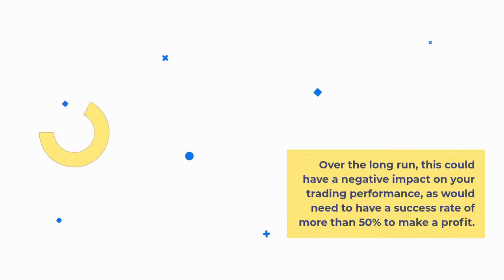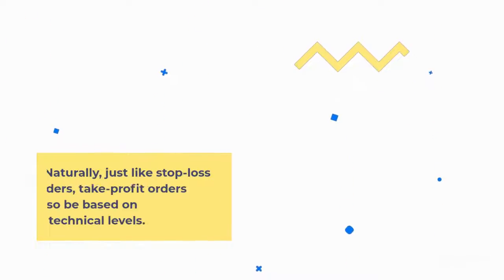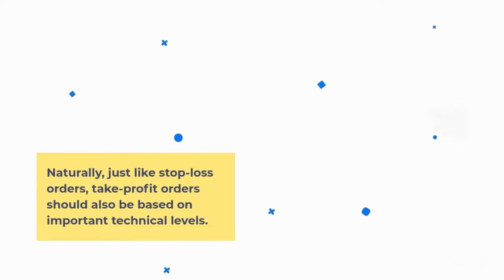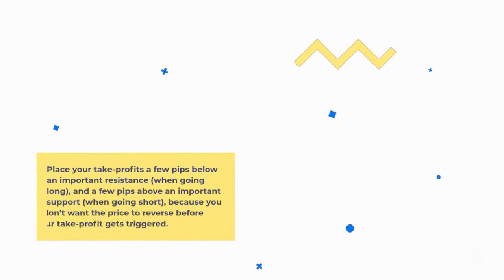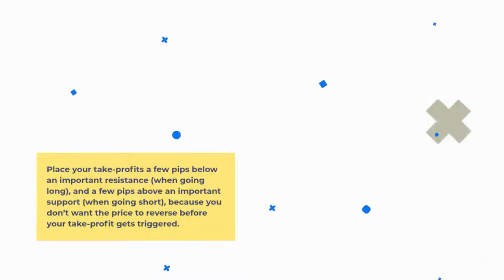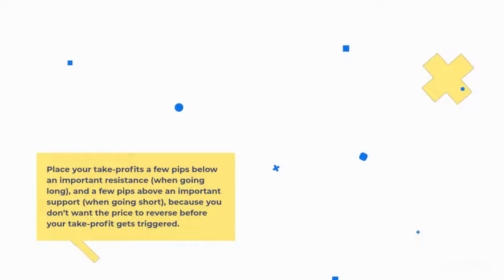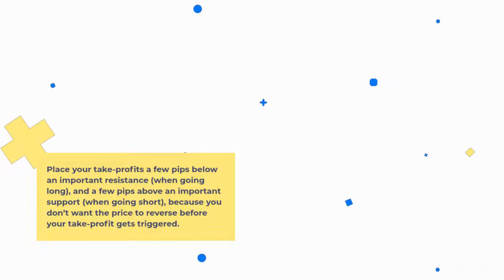Over the long run, this could have a negative impact on your trading performance, as you would need to have a success rate of more than 50% to make a profit. Naturally, just like stop-loss orders, take-profit orders should also be based on important technical levels. Place your take profits a few pips below an important resistance, when going long, and a few pips above an important support, when going short, because you don't want the price to reverse before your take profit gets triggered.